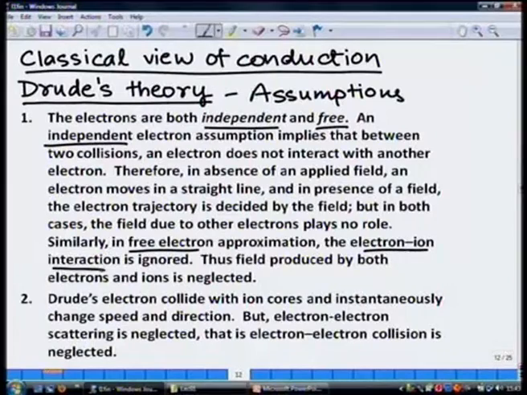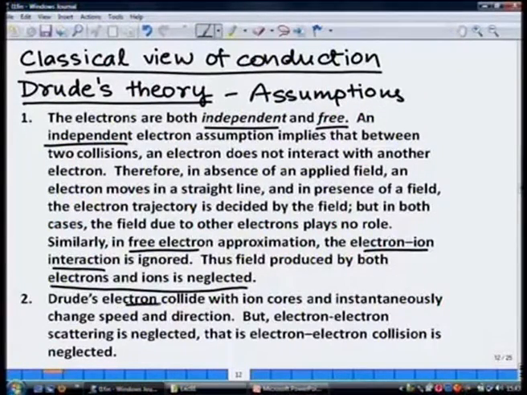But he says that these are the valence electrons which are very loosely bound. That means whatever the positive charge is, it's shielded by so many inner shell electrons. So the inner shell electrons screen the positive charge in the nucleus, and therefore this electron is very weakly interacting with them. He makes the assumption that this interaction is nearly zero. That means the electron and ion interaction is ignored. Thus, the field produced by both electrons and ions is also neglected, and that is called free electron approximation. So, that is the two major approximations he makes, independent and free electron approximation.